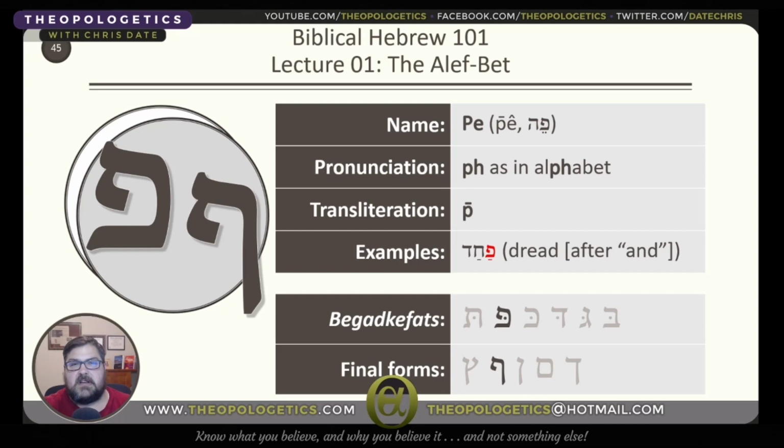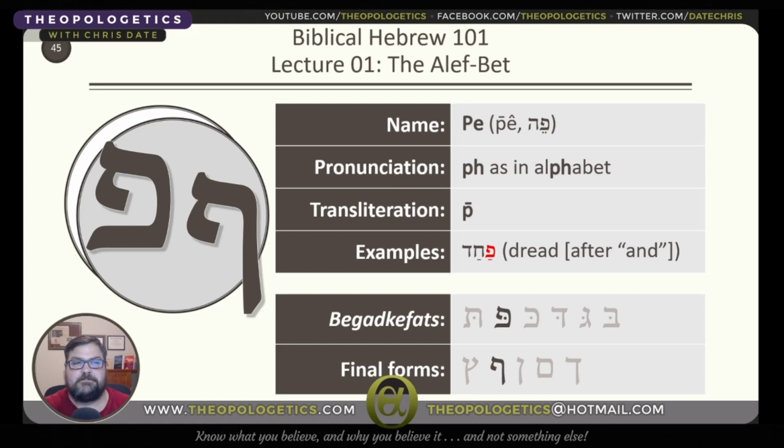And just like the other begad kefet consonants, this consonant is very unlikely to lack a dagesh at the beginning of a word, but if it follows the word and, it will, in which case this word will be pronounced fachad, meaning dread or terror. If it weren't following the word and, then it would be pronounced pachad. But if it is following the word and, so it lacks that dot called the dagesh lene, it will be pronounced f, and so this word will be pronounced fachad.